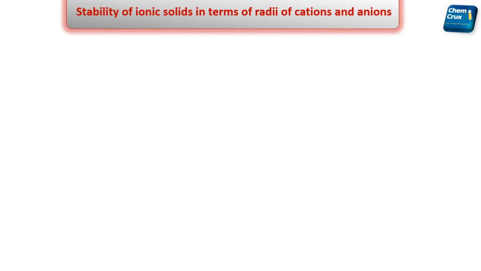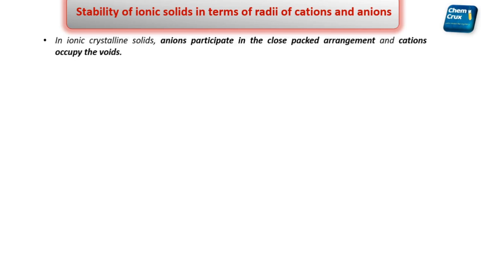So the next topic is stability of ionic solids in terms of radii of cations and anions. In ionic crystalline solids, the anions participate in the closed packed arrangement. That is, in the closed packed arrangement, the spheres will be anions in case of ionic crystalline solids, and the cations will occupy the empty spaces, that is the voids.